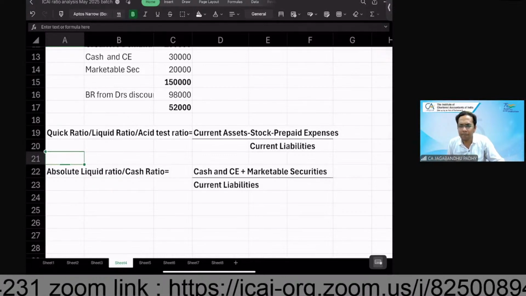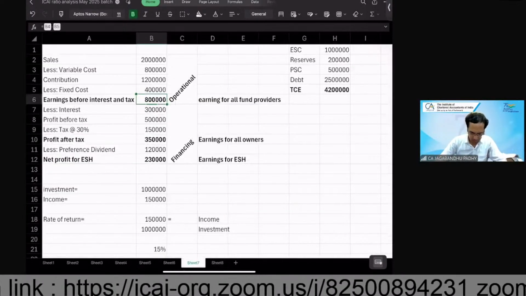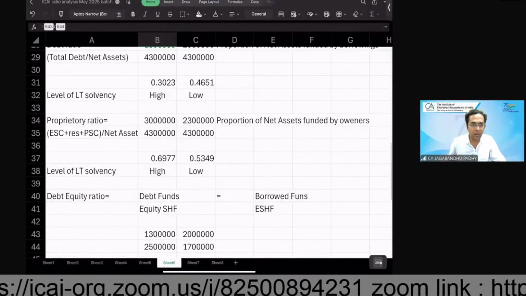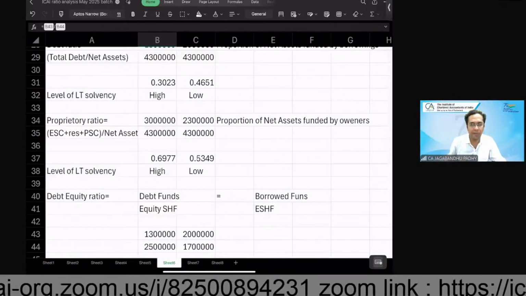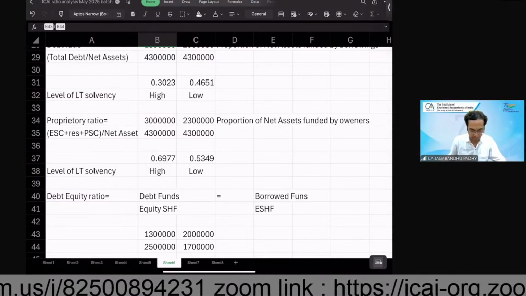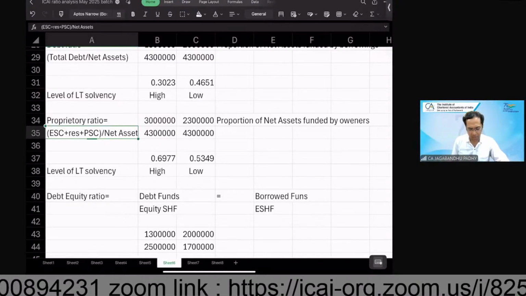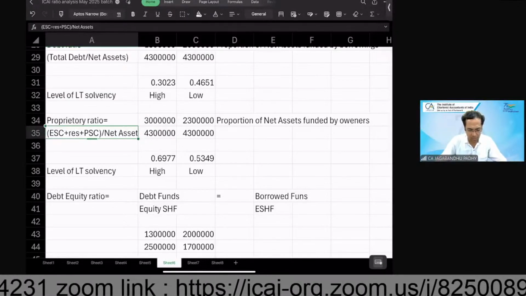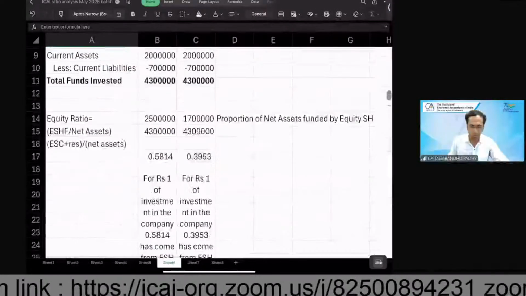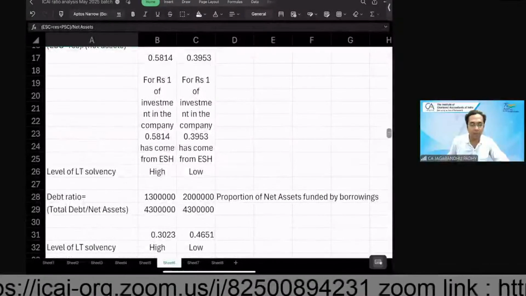Sir, in the denominator of the proprietary ratio, will we take net assets or total assets? In class 12th, we took total assets. For the proprietary ratio, it may be a case of net assets, and it can also be a case of total assets. But generally we take the proprietary ratio with total assets, which is the total of all the assets, because we want to know what is the funding given by all the owners. Yes, sir. Okay.